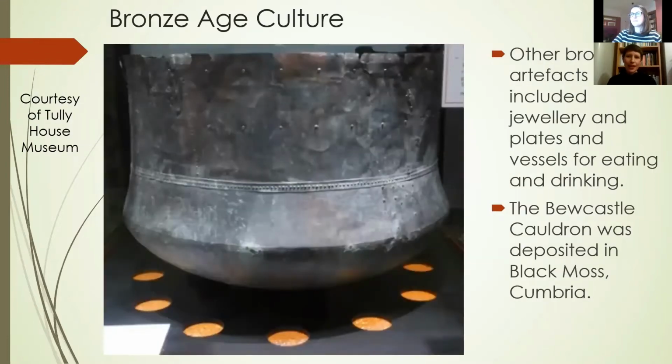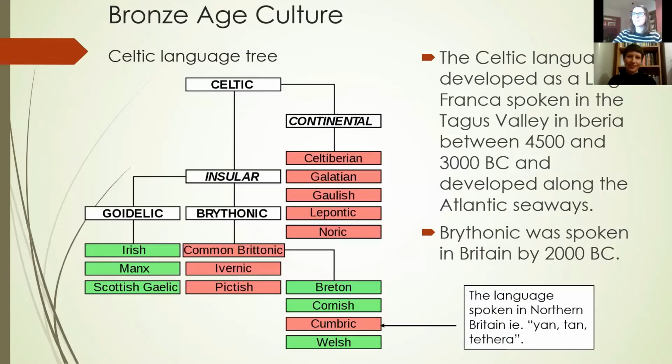Other bronze artefacts included jewellery and plates and vessels for eating and drinking. And the Bewcastle Cauldron pictured here was deposited in Black Moss in Cumbria. Some of these ancient cauldrons are really quite huge. You could fit not only a whole pig in them, but perhaps an ox. You could also fit in them copious quantities of mead or beer, and you can just imagine the types of feasts that went on around these cauldrons.